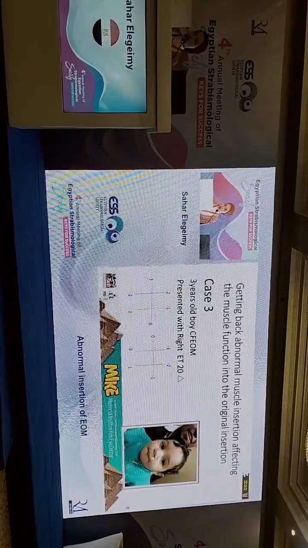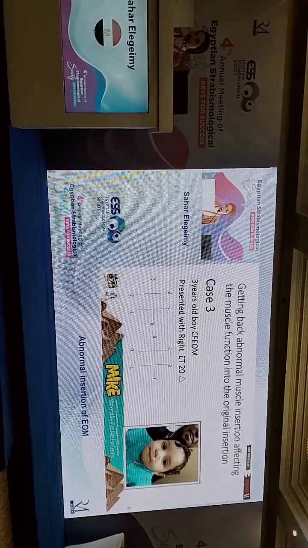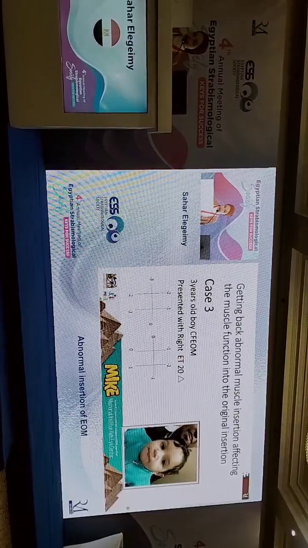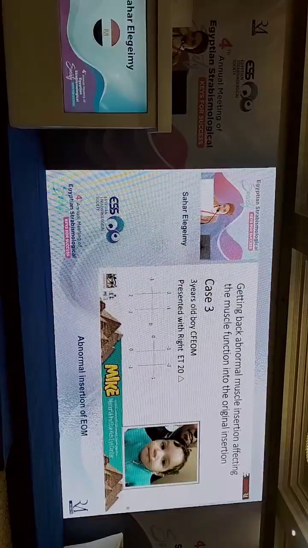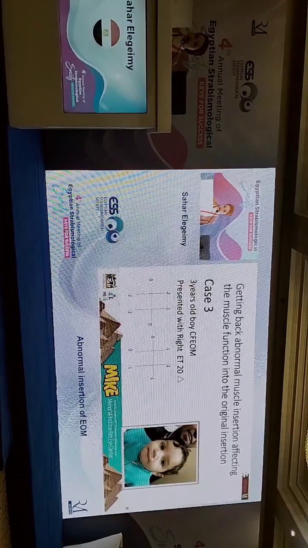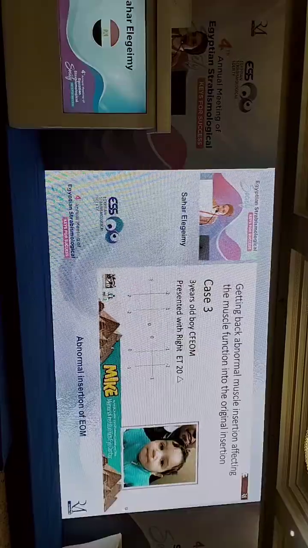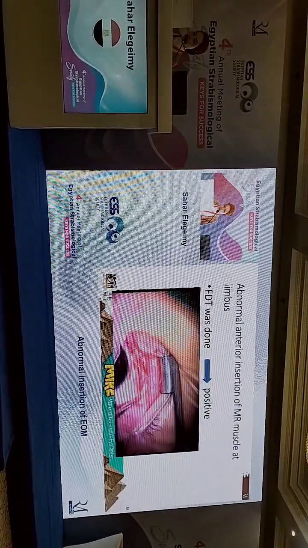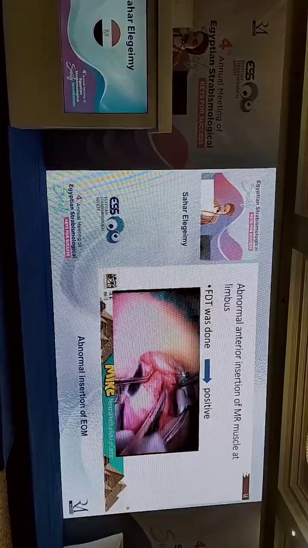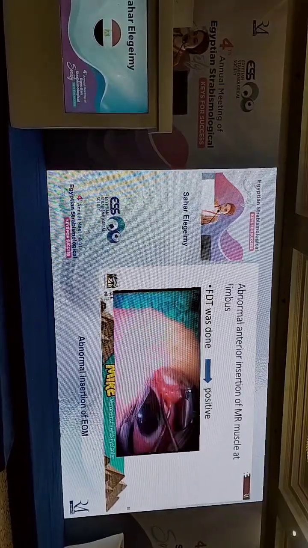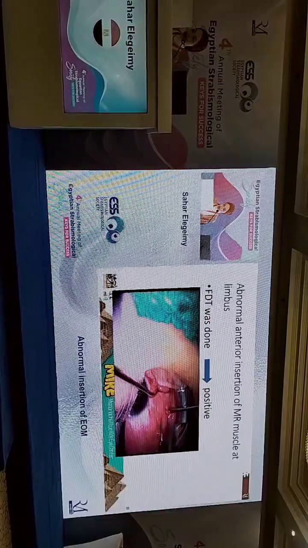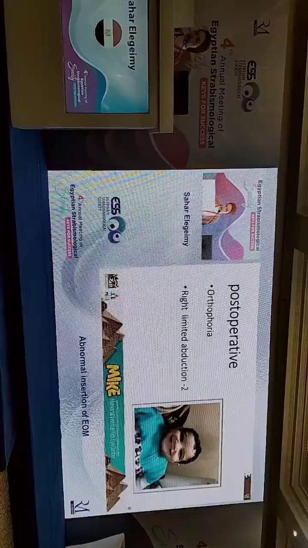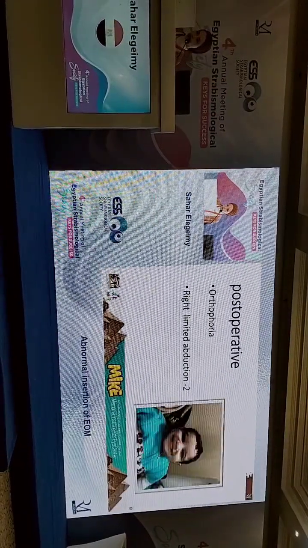This is another example of getting back an abnormal insertion affecting the muscle function to its original insertion. This boy was having congenital fibrosis of extraocular muscle presented with ET 20 plus prism diopter and limitation of abduction in the right eye and elevation and depression, and also a mild limitation in the other eye. After doing the forced duction test, we found that the abnormal insertion of the medial rectus muscle was at the limbus, about 1 mm from the limbus. So we sutured the muscle and put it in its original site at 5.5 millimeters. And the patient is orthophoric with limited abduction -2.